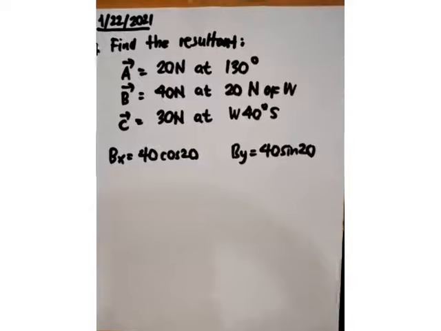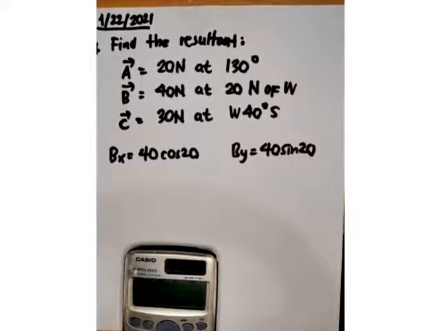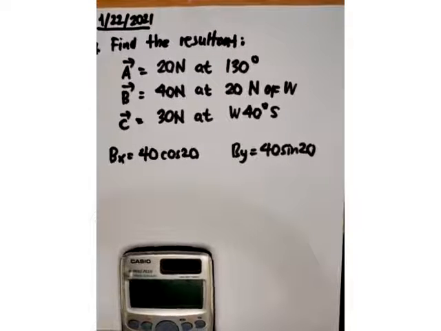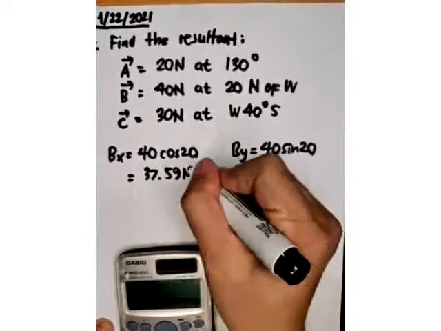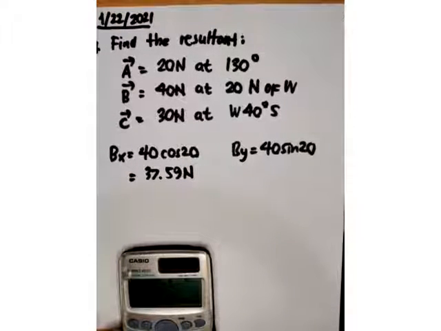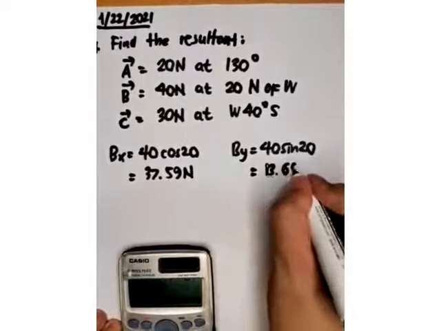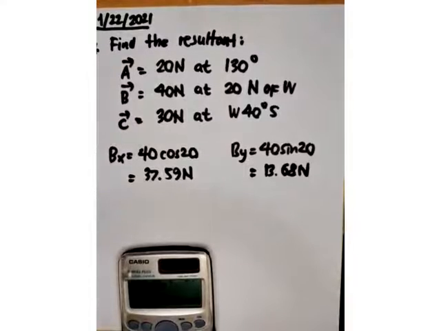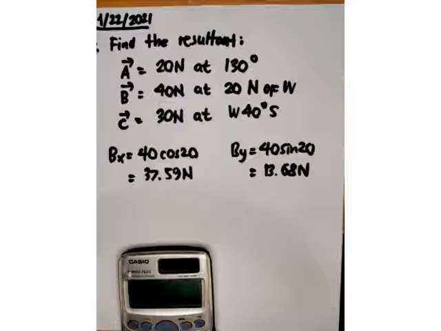So, halimbawa, ginamit natin. Isa-solve natin, di ba? That's 40 cosine 20. Based sa calcu ko, 37.59 newtons. At yung isa, 40 sine 20, that's 13.68 newtons. Ang tanong, ano bang sign nila? Plus minus. Di ba? Plus minus ba? Tama bang BY ito? Tama bang BX ito? So, hindi ka sure, di ba?